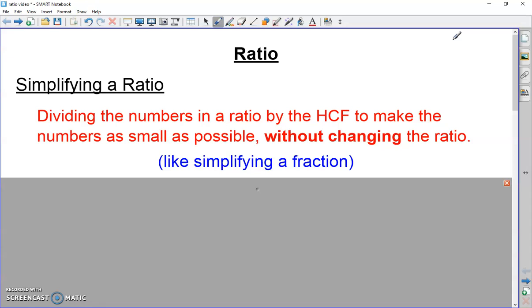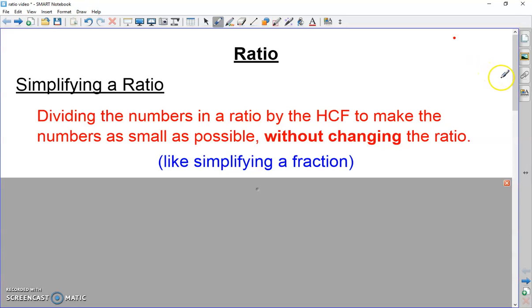What is ratio then? Sharing something out in unequal parts. Sharing things unequally, anything like that. It's two numbers, those are your parts, with the double dot in between, the colon.